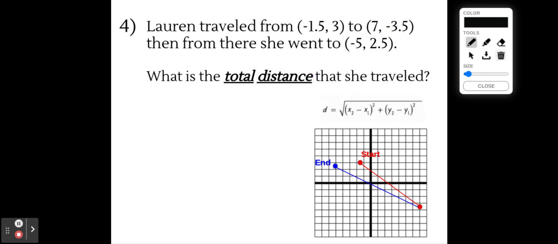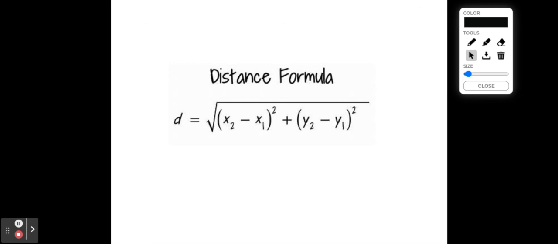All right, so there we saw 4 examples where we're using the distance formula. Again, if you didn't get the entire distance formula into your notes, pause the video now and be sure that you write it down.